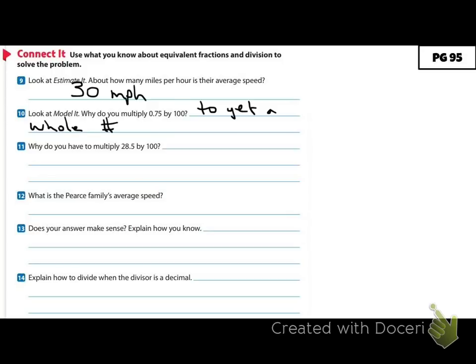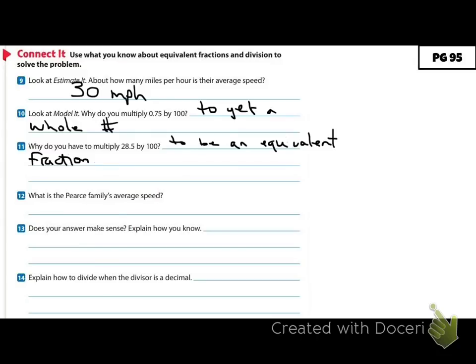Because 75 hundredths times 100 is 75. Then why do you have to multiply 28 and 5/10 by 100? Well, it's got to be an equivalent fraction. So whatever you do to the bottom, you also do to the top. Whatever you do to the denominator, you have to do to the numerator.